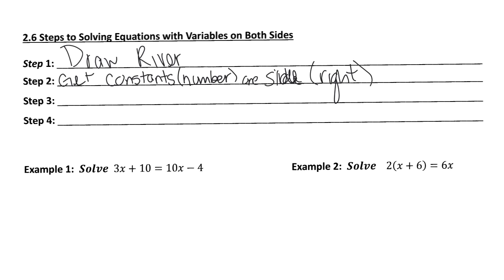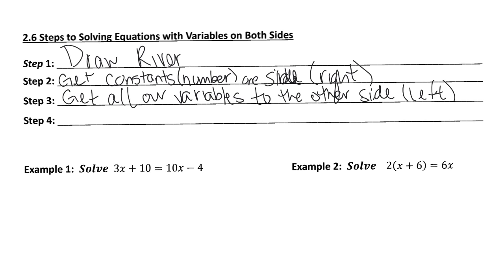The next step, once we get all of our constants to the one side, preferably the right, then we get everything with a variable onto the other side, aka the left side. So we get all of our variables onto the other side. Okay, and again, that would be the left side. And then our plan is to solve, obviously, for the variable.